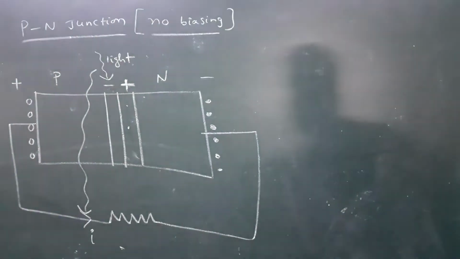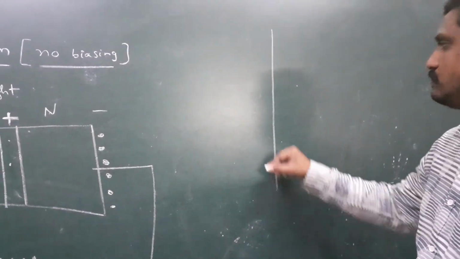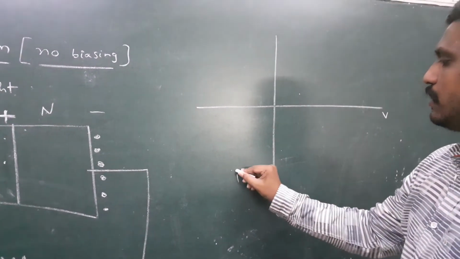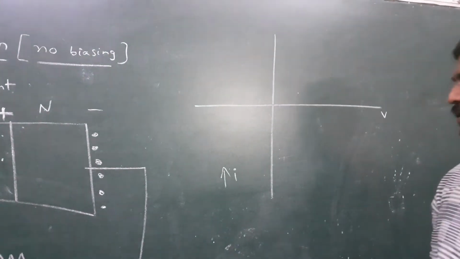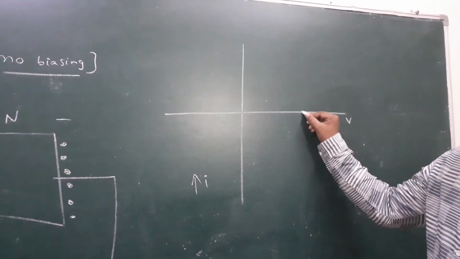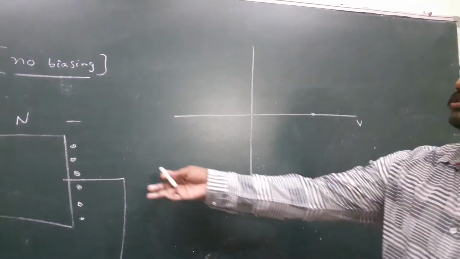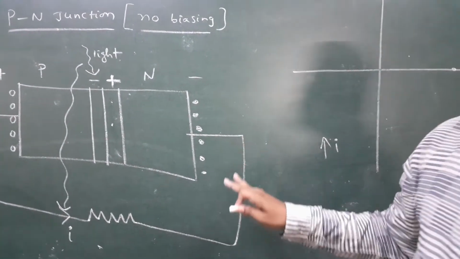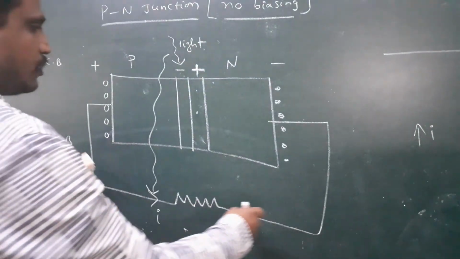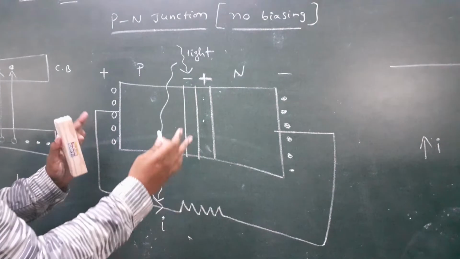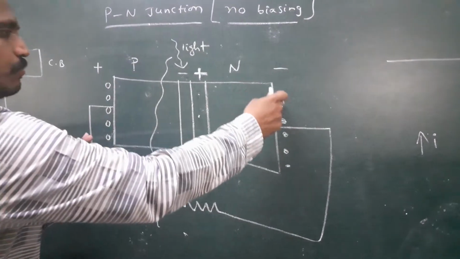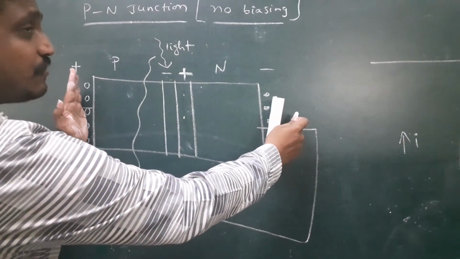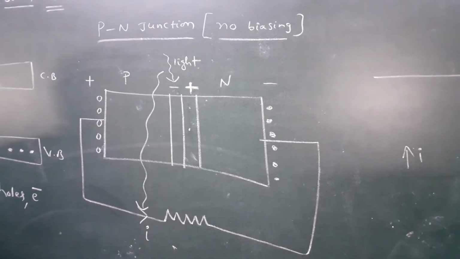For example, look here. This is the graph. Here I take voltage, and on the y-axis I take current. Initially, in the photodiode there is no closed circuit. There is no wire, no connection of wire. That means only which will be created? Potential difference, because here holes are there, here electrons are there. Potential difference is created, but current flow becomes zero.